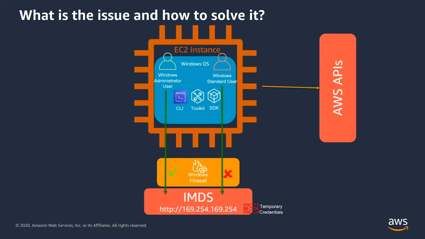To resolve the issue and to make the environment more secure, we can use built-in Windows firewall to only allow the administrator user access the EC2 instance metadata service. In the demo section, I'm going to show you how this is done.